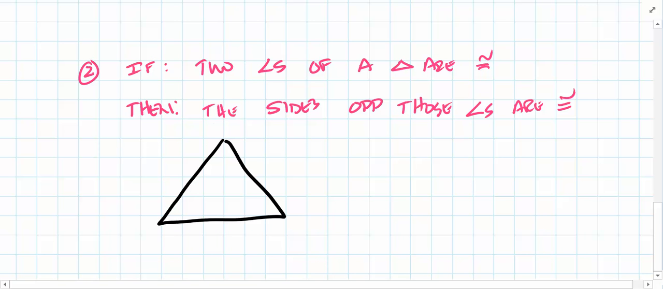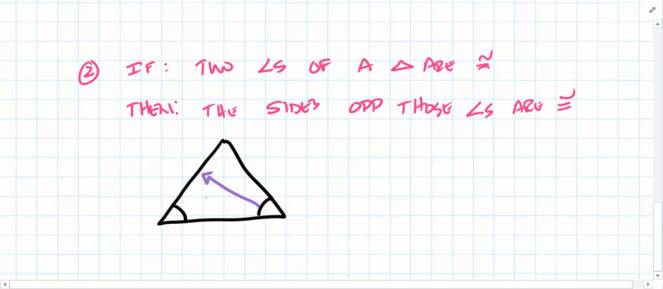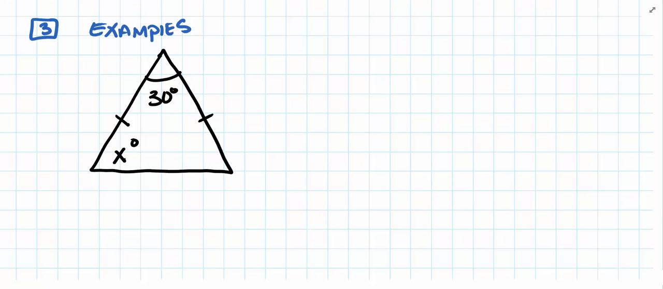So if I know that those two angles are congruent, what can I then say about the opposite sides? Then that means that this side and that side must be congruent. Okay, here's a picture I have for you. Take a look at it.